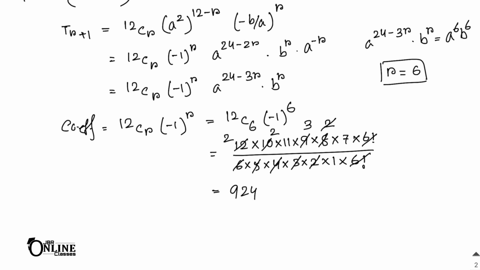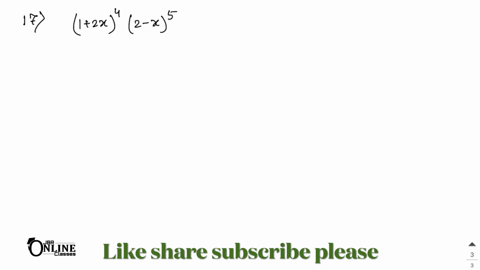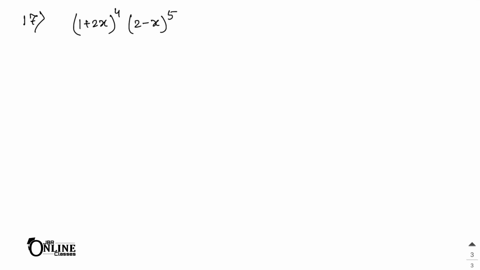So 924 will be your answer. Now next one, sum number 17. Find the coefficient of x to the power 4 in the expansion of the product (1 plus 2x) whole to the power 4, then (2 minus x) whole to the power 5. So it's a little bit lengthy problem.